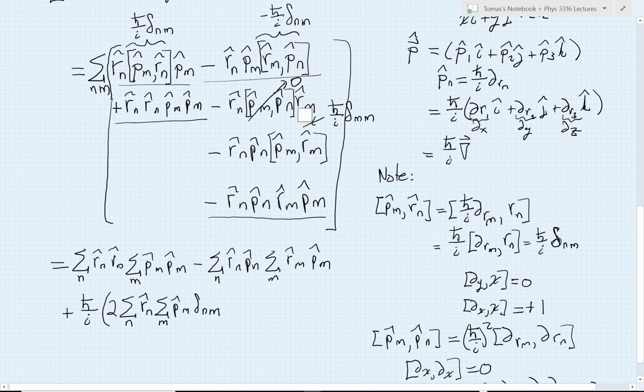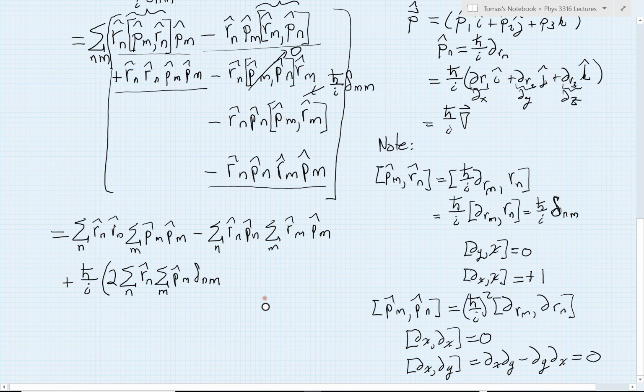This term was 0. I've only got one last term to go, which will be this term. So let me write that in. It comes in with a minus sign over here. Pulled out the h bar on i. I have sum on n, r hat n, p hat n, and then I'm left with sum on m here. I'm pulling my sum in. And then the last remaining piece of this term is just delta m m. And it looks like so.